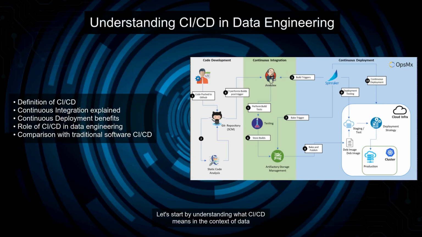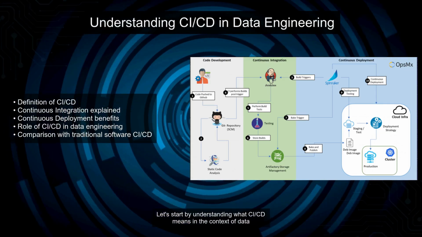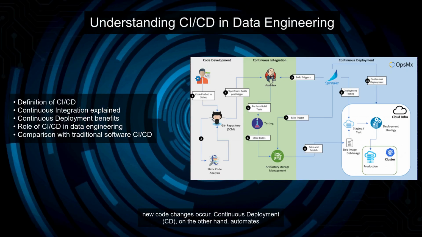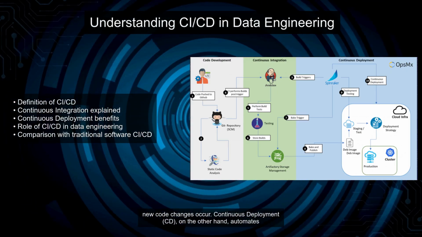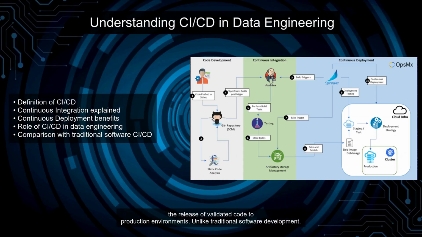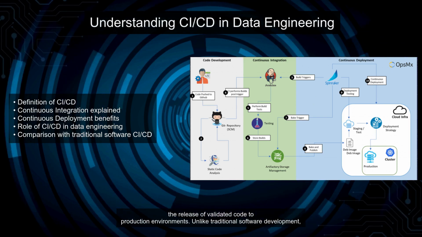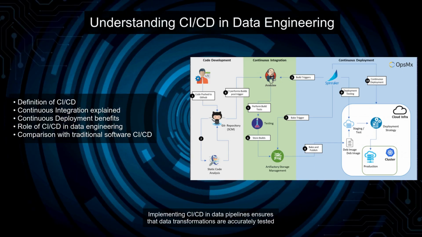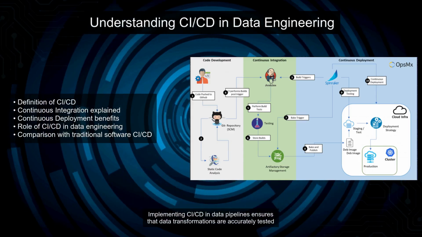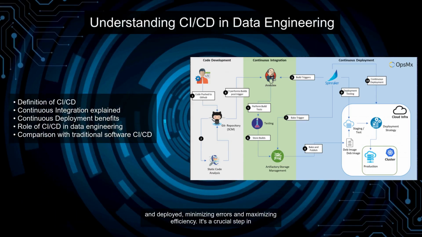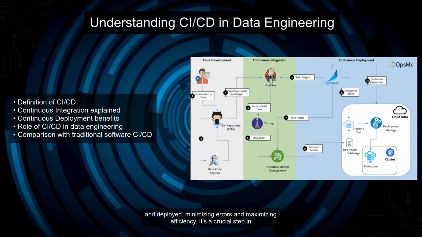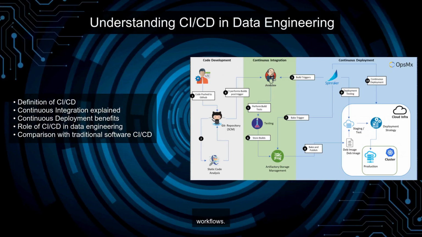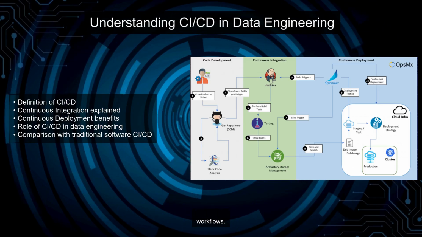Let's start by understanding what CI/CD means in the context of data engineering. Continuous integration, CI, involves automatically testing and validating data transformations whenever new code changes occur. Continuous deployment, CD, on the other hand, automates the release of validated code to production environments. Unlike traditional software development, data pipelines involve unique challenges such as data quality and schema validations. Implementing CI/CD in data pipelines ensures that data transformations are accurately tested and deployed, minimizing errors and maximizing efficiency. It's a crucial step in modernizing your data architecture and enhancing the overall reliability of your data workflows.